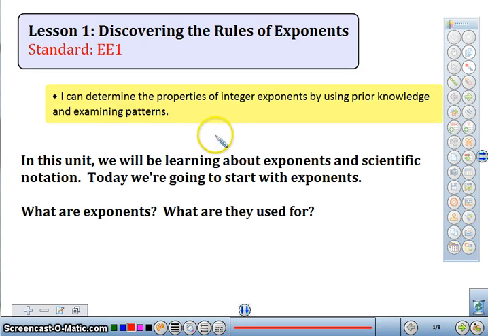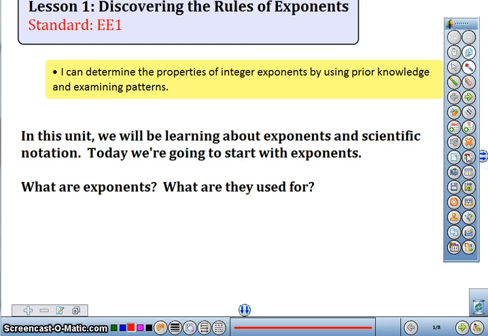We are beginning lesson C, which is the study of exponents and scientific notation in Math 8. Lesson 1 is discovering the rules of exponents. So your I can statement is to determine the properties of integers and exponents using prior knowledge, and we're going to look at patterns. It says in this unit you'll be learning about exponents and scientific notation. Today we're going to start with our exponents.